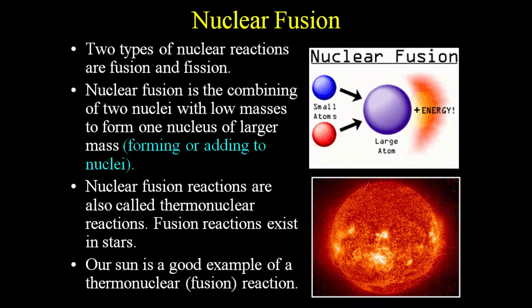Note that there are 2 types of nuclear reactions, fusion and fission. In other words, we have fusion in addition to fission. Nuclear fusion is the combining of 2 nuclei with low masses to form one nucleus of a larger mass, or adding to nuclei. Nuclear fusion reactions are also called thermonuclear reactions. Fusion reactions exist in stars. Our sun is a good example of a thermonuclear or fusion reaction.